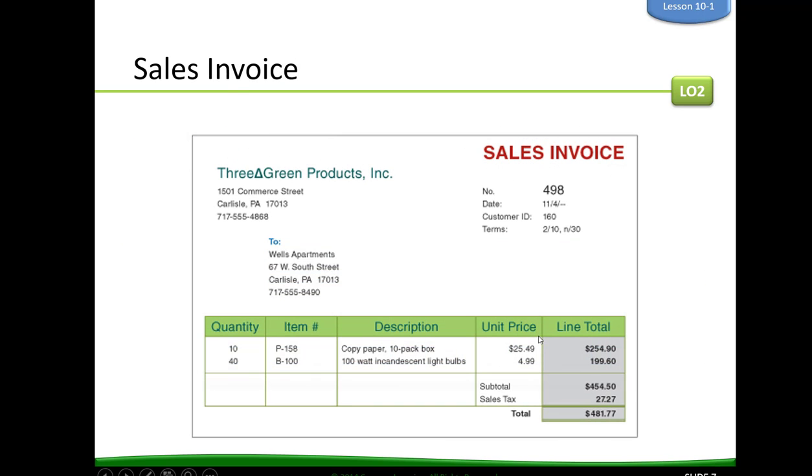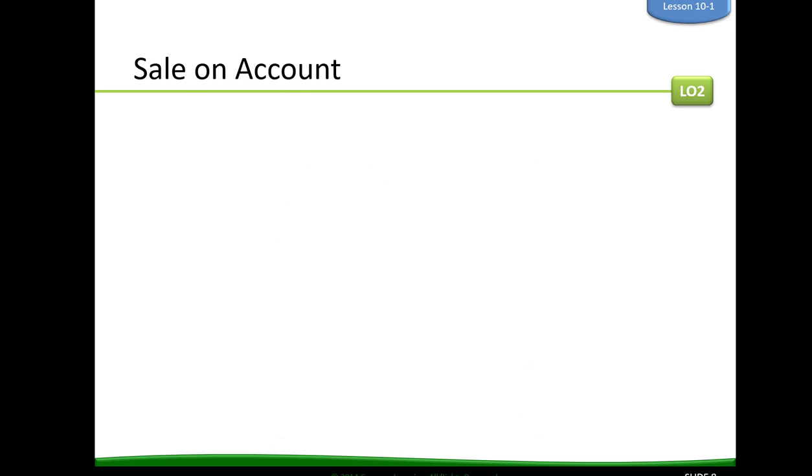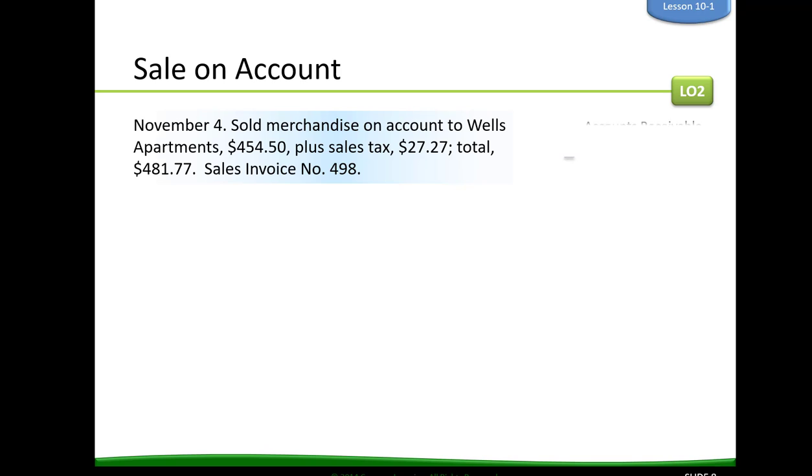So let's look at this. The sales invoice is $498. It was on November 4th, and this is a 2/10, net 30, so that means they're going to get a discount if they pay it off early. And the sales tax was $27.27, and so that's going to be added into the subtotal of $481.77. And so here it is all put together in a single sentence.